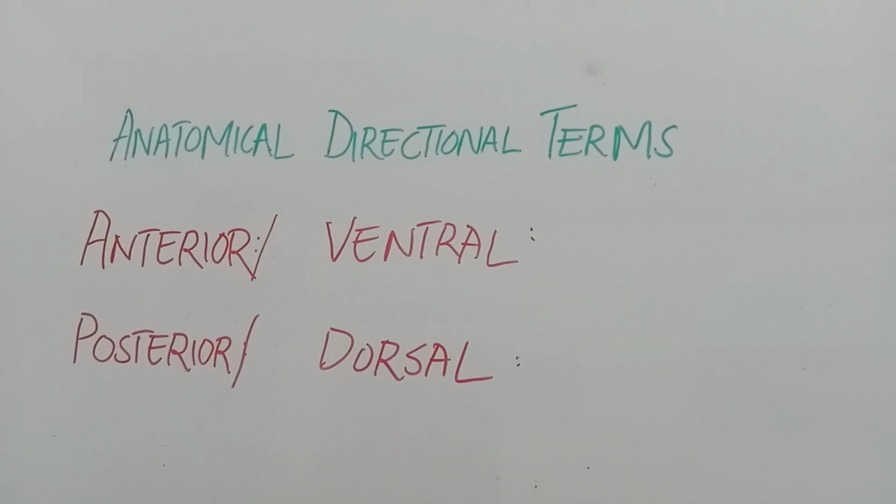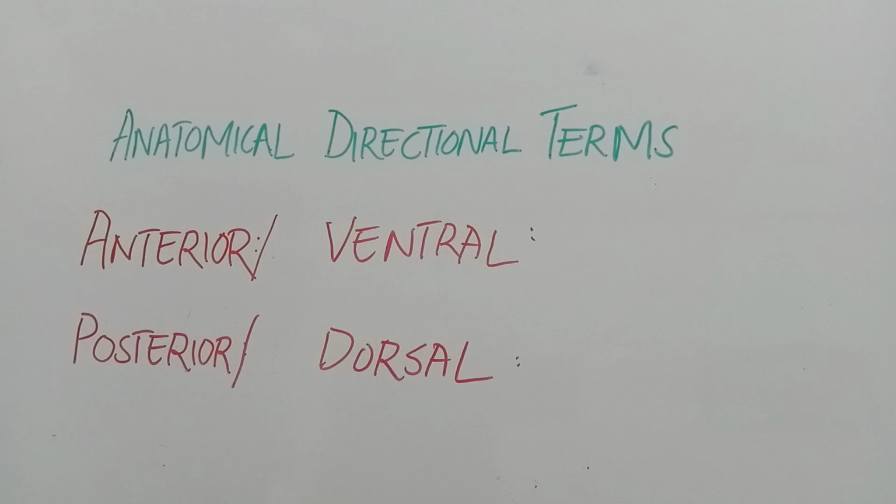The ventral and the dorsal are the terms which are also used instead of anterior and posterior. These terms are mainly used while describing the trunk or the nervous system. So the ventral surface is anything towards the belly or the anterior surface. The dorsal surface is anything towards the back or posterior surface or dorsum.